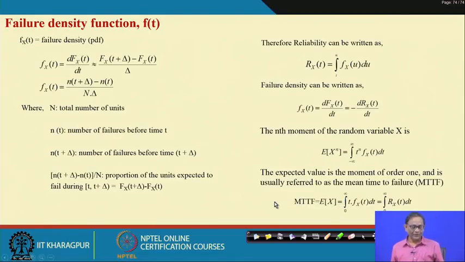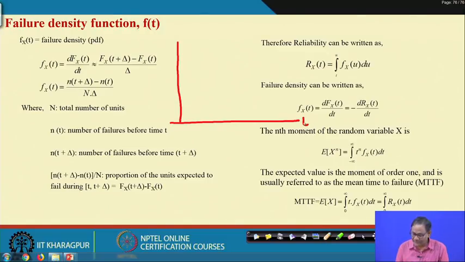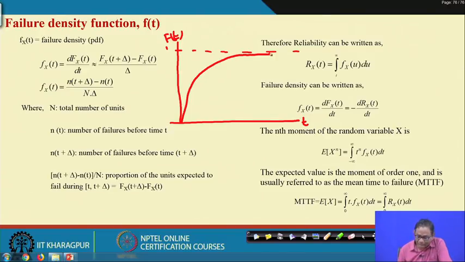Then we will go to the failure density function. Let us start with this: on this side t and this side F(t). What will be maximum is 1. So, this is 1, suppose this is the curve, this is your curve. Now, you think of that t, this is t and this one is your t plus delta. So, what is this length? This length is delta.